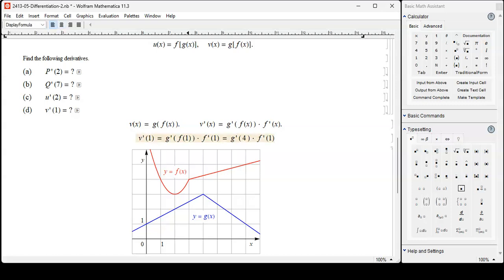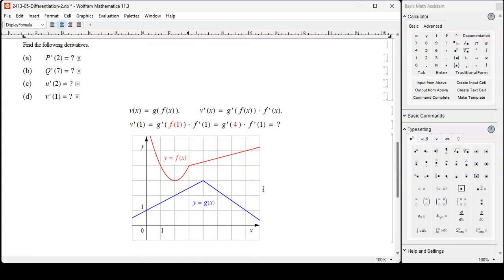Is that right? So f of 1 here is 4. Did I get it right? The function value is 4. Alright? Okay. Now, what is g prime of 4? 1, 2, 3. It's right here. 1, 2, 3, 4. 4 is here, right here.